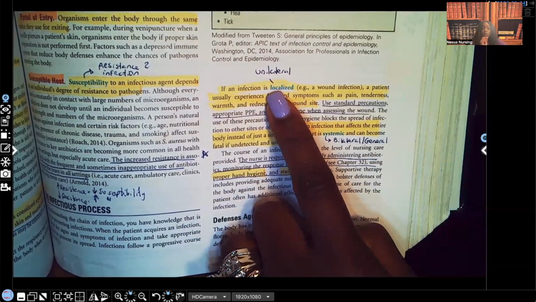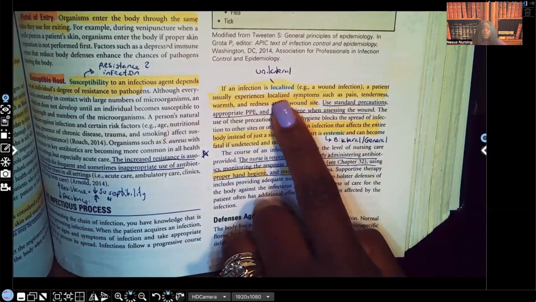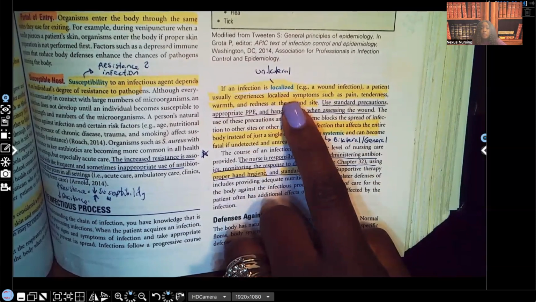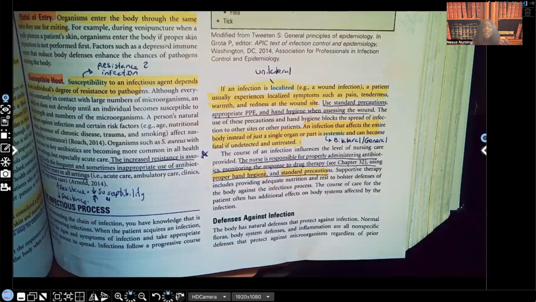If an infection is localized, such as a wound infection, a patient usually experiences localized symptoms. You need to know these symptoms. What are they? Pain, tenderness, warmth, redness. Where? At the wound site. They're not going to feel it all over because it's localized. So all of those symptoms are going to be at that site. You're going to use standard precautions, appropriate PPE, of course, hand hygiene when assessing the wound. Guys, the number one way to prevent the transmission of infection is always going to be hand hygiene, okay?